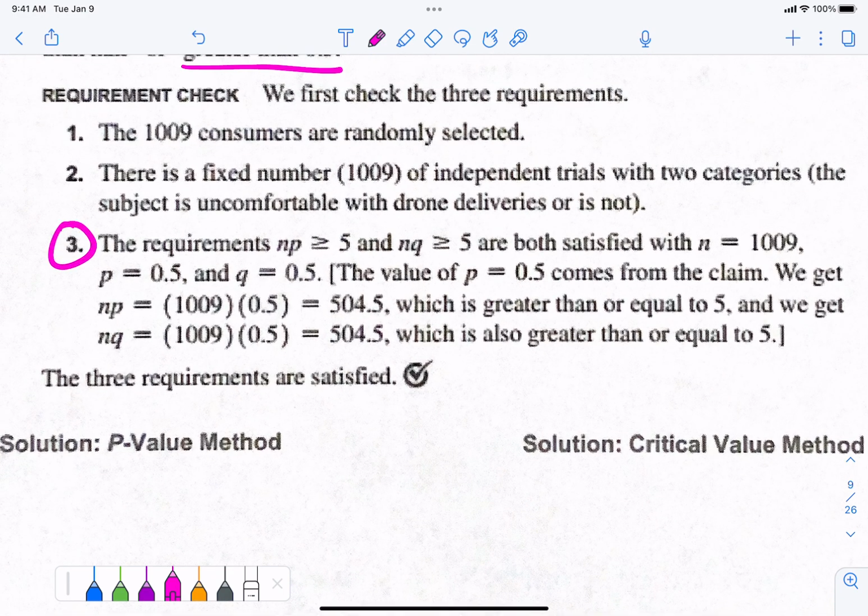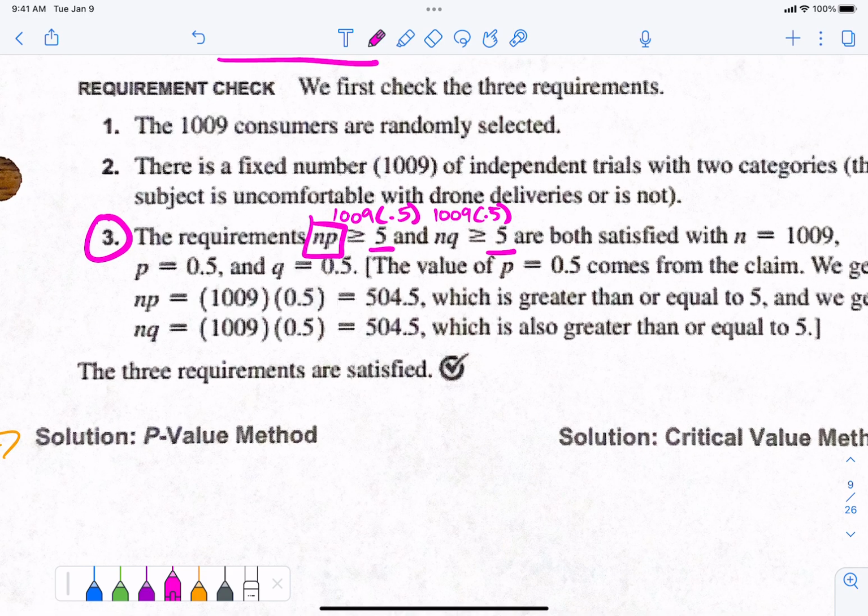Number 3 was the requirement that we usually overlook. If we take N times P, which is 1,009 times 0.5, is that going to be greater than 5? Yes. If we take N times Q, which is 1,009 times 0.5 again, is that going to be greater than 5? A lot of times we overlook that, but that has to be a requirement that we check off anyway. So number 3 is done.